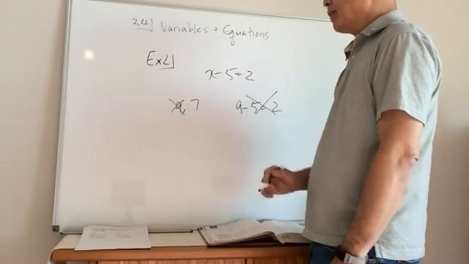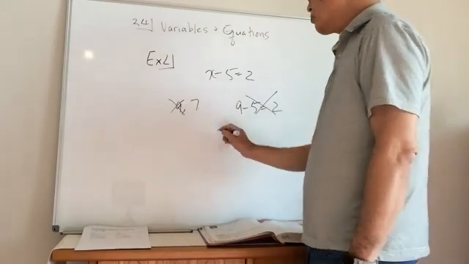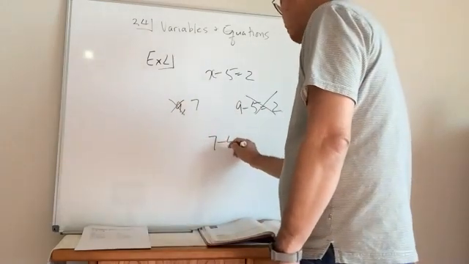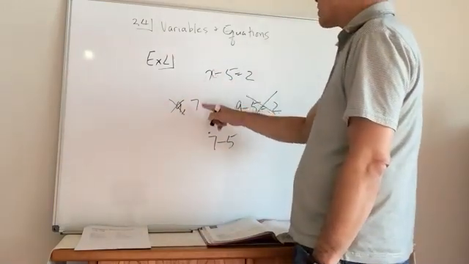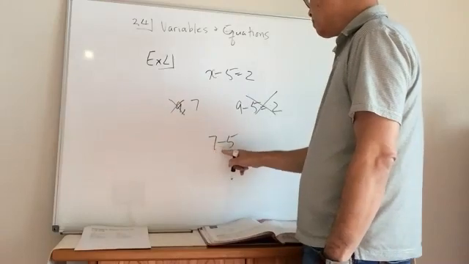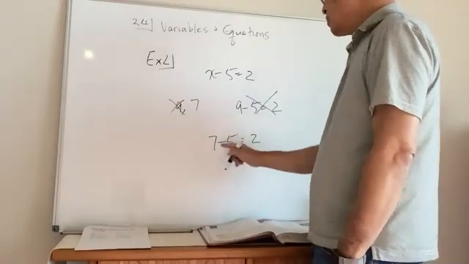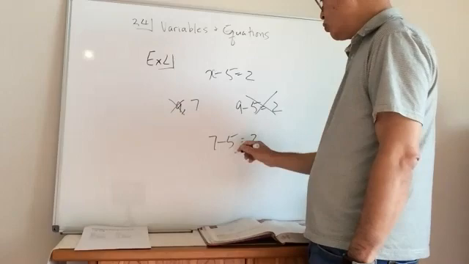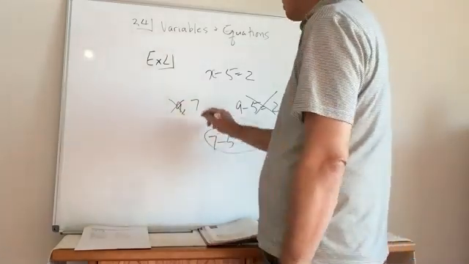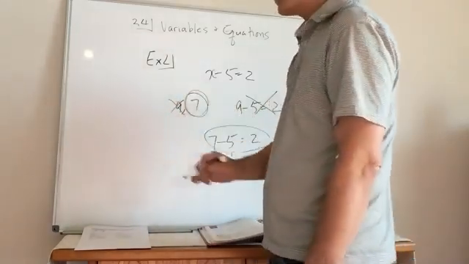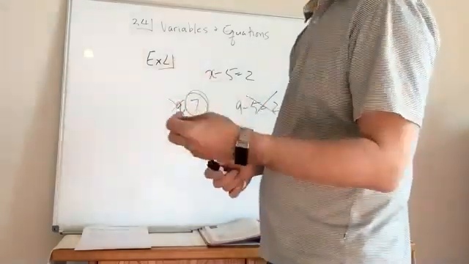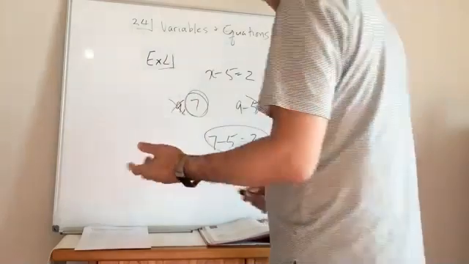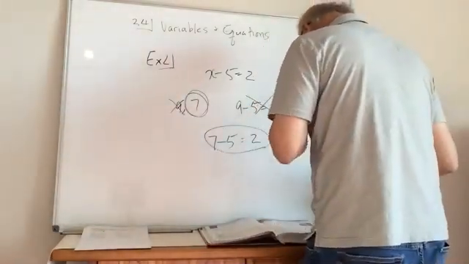Let's check 7. If 7 works, it would mean that 7 minus 5, wherever x is, I put 7. So I substitute 7 in for x. 7 minus 5 is equal to 2. 7 minus 5 is 2. So this is true, which means that this guy is a solution. Okay, so this is how you check whether a number is a solution for an equation. You just substitute it back in, okay?